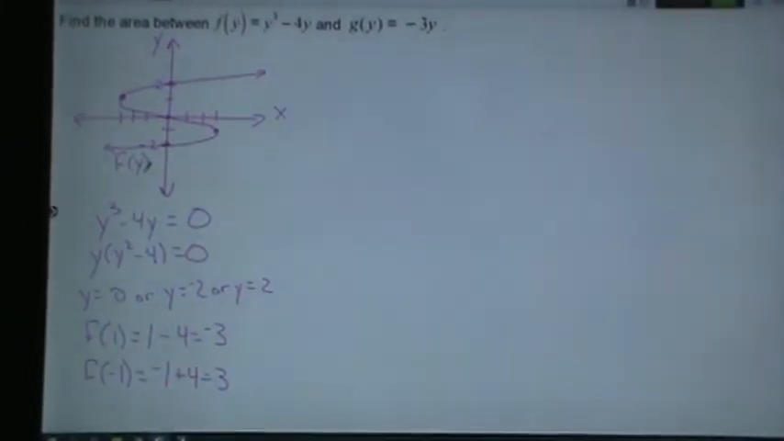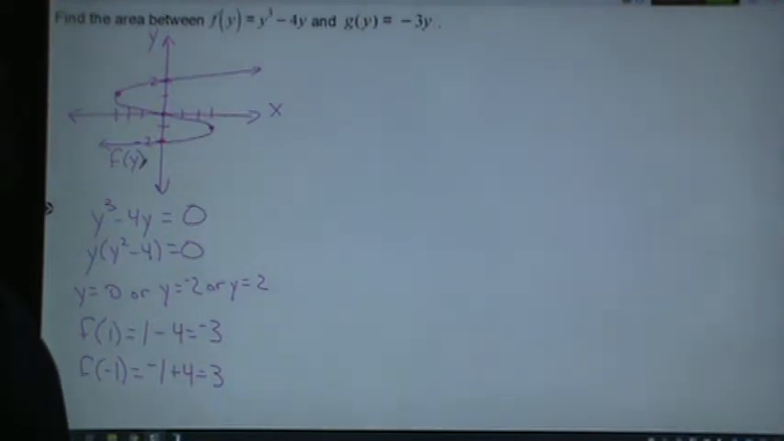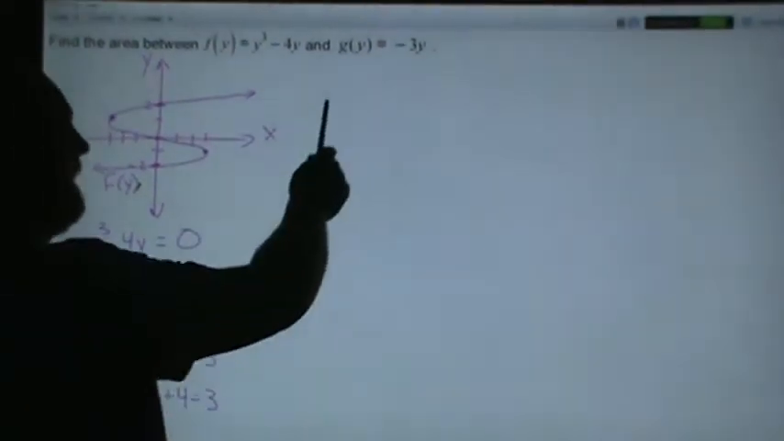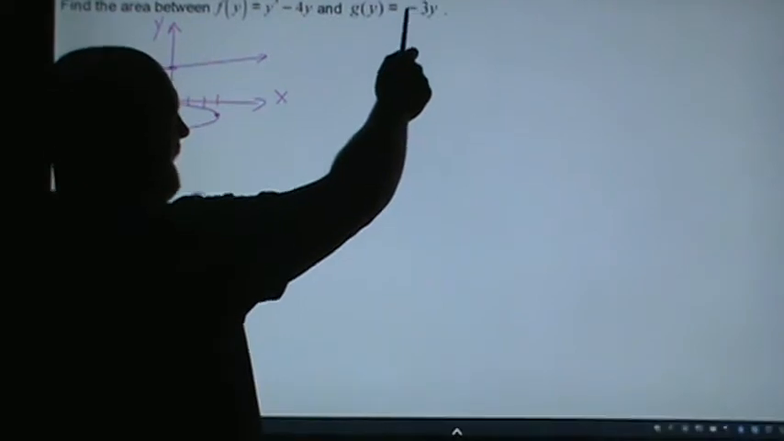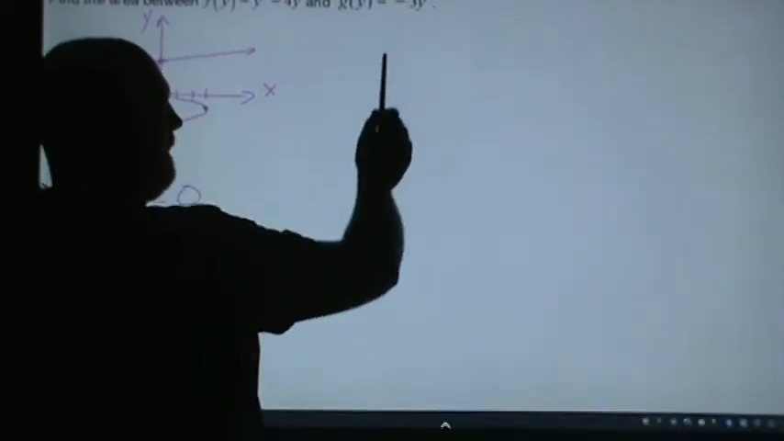I also have to graph g of y. Now g of y is a linear equation, but it's written with respect to y. So to graph a linear equation, typically in that form, we just figure out the slope. And we all know slope is changing y over changing x. But when our function is written in terms of y, it's actually changing x over changing y. So the negative 3 as a slope would be negative 3 over 1, which would mean left 3 up 1.